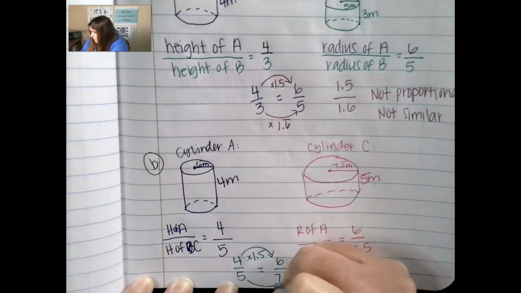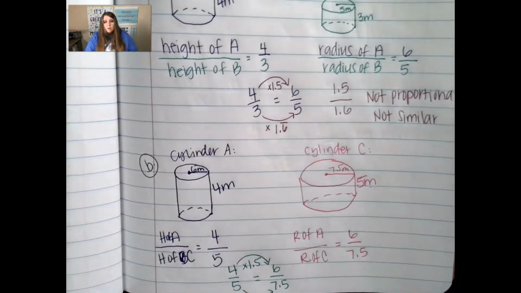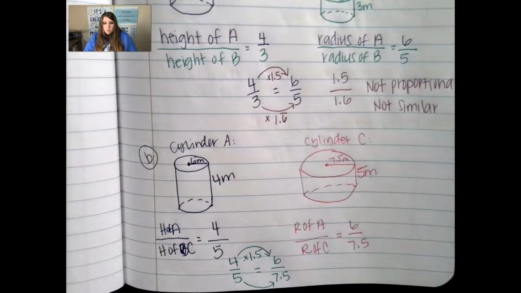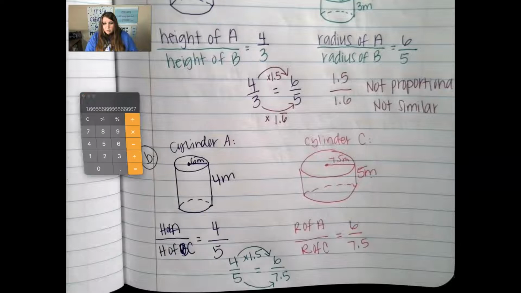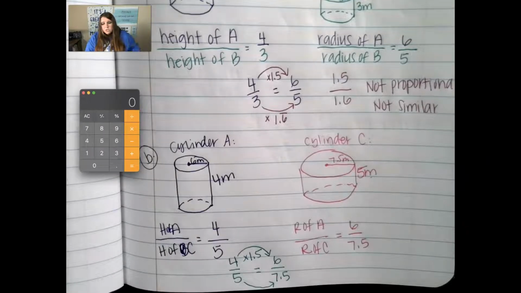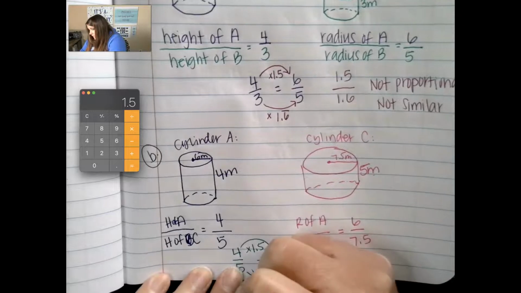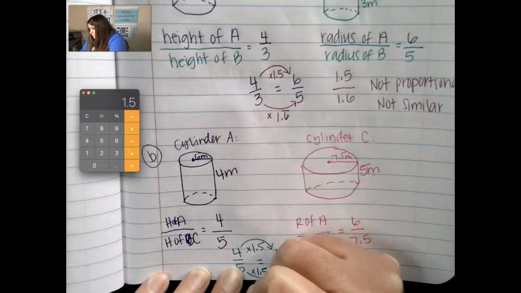So on the bottom, am I multiplying by 1.5? Let's pull up our calculator one more time and check this out. I have 7.5, and I want to divide that by 5 so I see what I multiplied by. And it looks like I multiplied by 1.5.